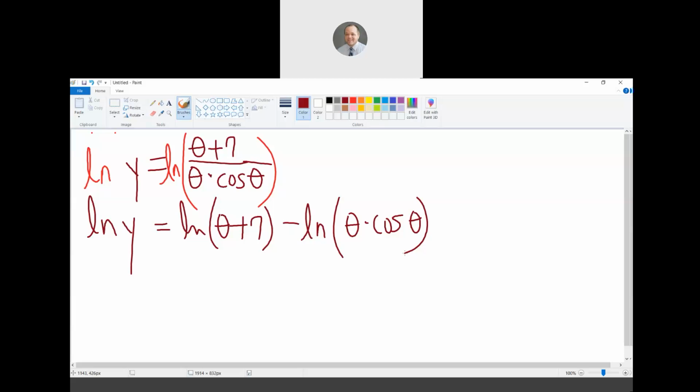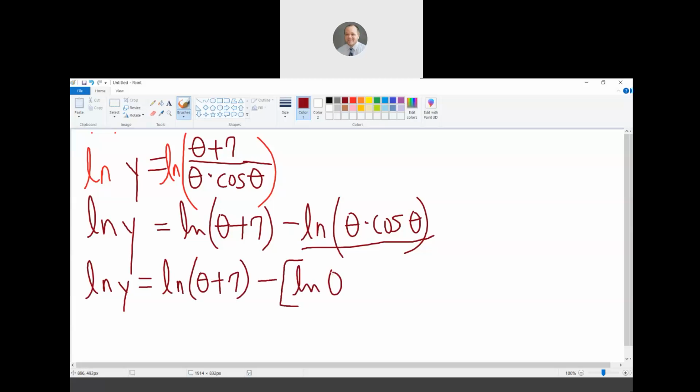Now, because we have a product right here, we can expand that just a little bit further. The product rule for natural logs means you expand your natural log as addition. So we have natural log of y equal to natural log of theta plus 7 minus natural log theta plus natural log cosine theta.